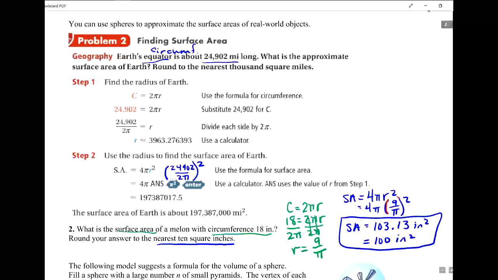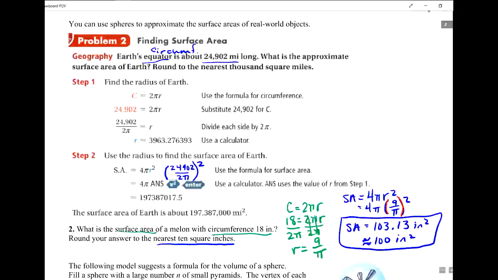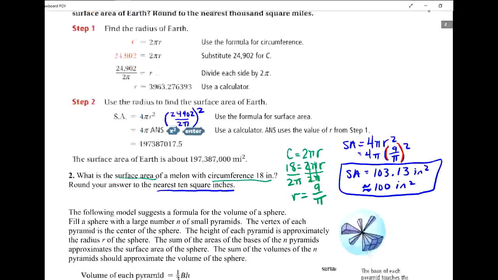These parentheses right here, your calculator does order of operations. So if you're going to put it in the calculator, make sure you put the whole thing in parentheses. And it's going to come out to be 103.13 inches squared. We were asked to do it to the nearest 10 square inches. So our 3 rounds down, so approximately, we should put that as approximately, because it's not equal to 100 inches squared. All right, pretty easy.